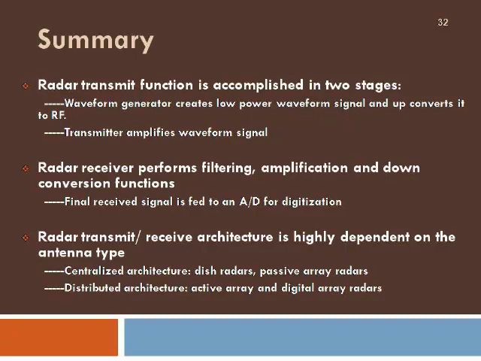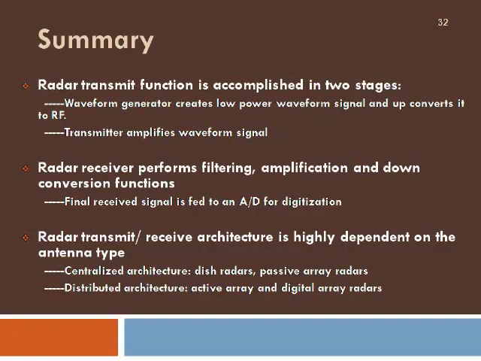Let us summarize whatever we have learnt so far. The radar transmit function is accomplished in two stages. One is the waveform generation, which creates a low power waveform signal and upconverts this to the RF level. Then the second part is the transmitter amplifier, which is going to amplify this to the required power level. Then the radar receiver performs filtering, amplification and down conversion functions. So the final received signal is fed to an A to D converter for digitization.